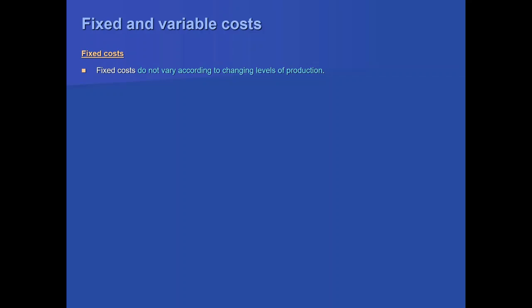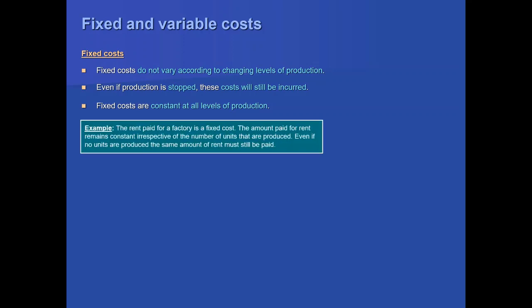Fixed costs do not vary according to changing levels of production. Even if production is stopped, these costs will still be incurred. Fixed costs are constant at all levels of production. As an example, the rent paid for a factory is a fixed cost. The amount paid for rent remains constant, irrespective of the number of units that are produced. Even if no units are produced, the same amount of rent must still be paid.